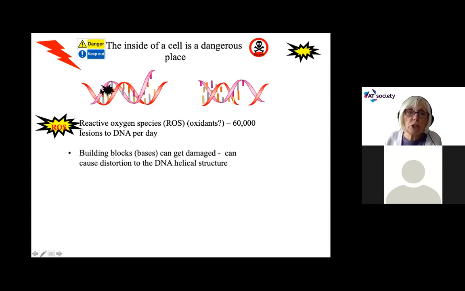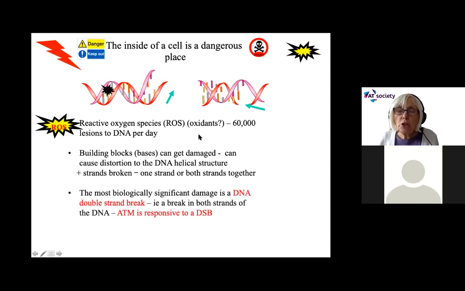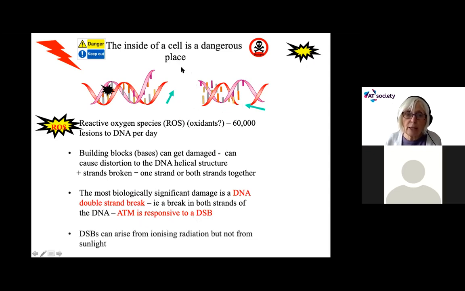They can be damages to those building blocks, those 4 different colored building blocks, or it can be damages to one of the strands, and sometimes to both strands at the same position, or even slightly overlapping positions. The most biologically significant damage are what we call double-strand DNA breaks, i.e. breaks in both of those strands. And that's because the 2 molecules can then effectively come apart. And this is what ATM is responding to, a break in both of these DNA strands.